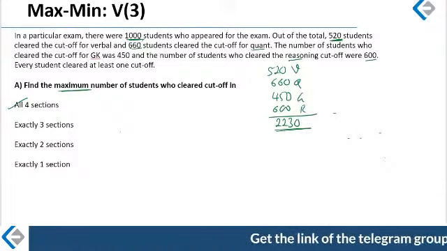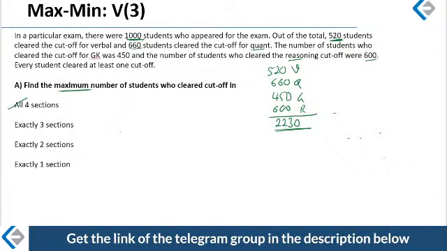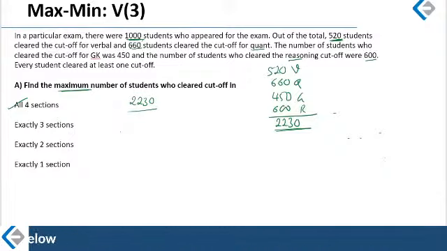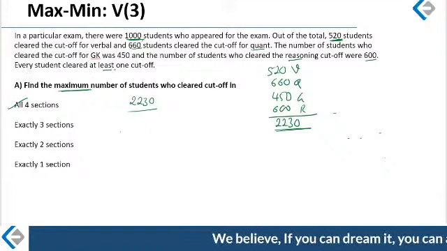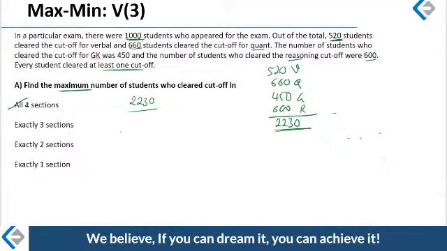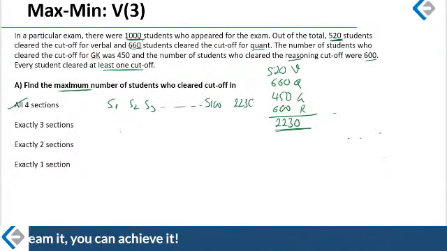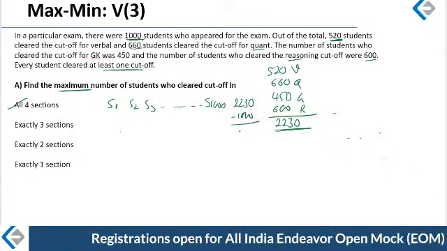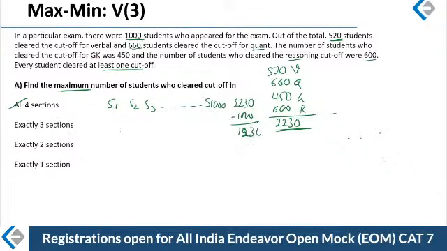Simple, guys. Let's do a particular example. This is what has happened here. So you will take this 2230. Here there is an important phrase: every student cleared at least one cutoff. Therefore, first give one to all the students. I will explain once. S1, S2, S3, like this up to S1000. Now you have 2230 badges. First, you give everybody one badge. 1000 badges are gone. Therefore, you are left with 1230 badges.